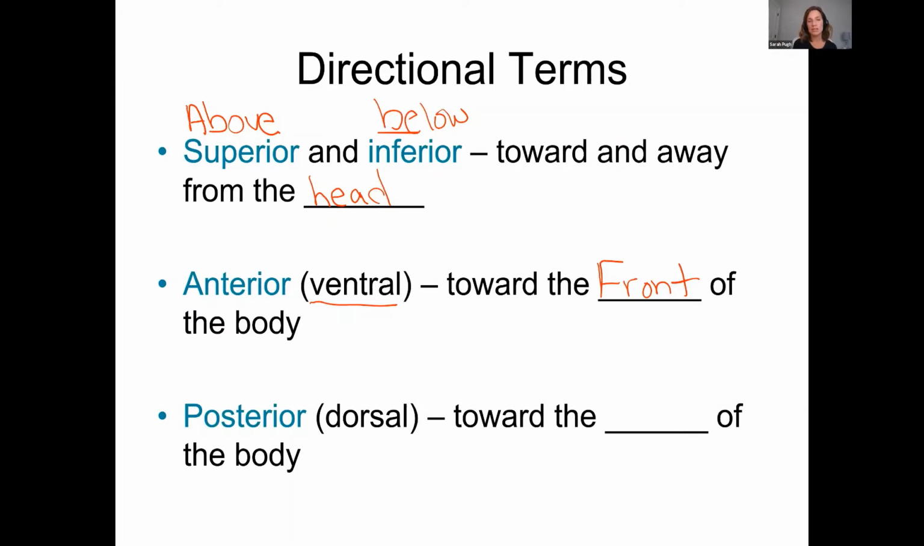And then the terms posterior and dorsal, again, in humans, in bipedal animals, mean the same thing. This just means towards the back of the body. So let me give you some examples of using anterior and posterior in a sentence. I could say something like the esophagus is anterior to the spinal cord. Right? It sits in front of the spinal cord. Now you could just flip it around and do it the opposite way for posterior. You could say the spinal cord is posterior to the esophagus. It sits behind the esophagus.